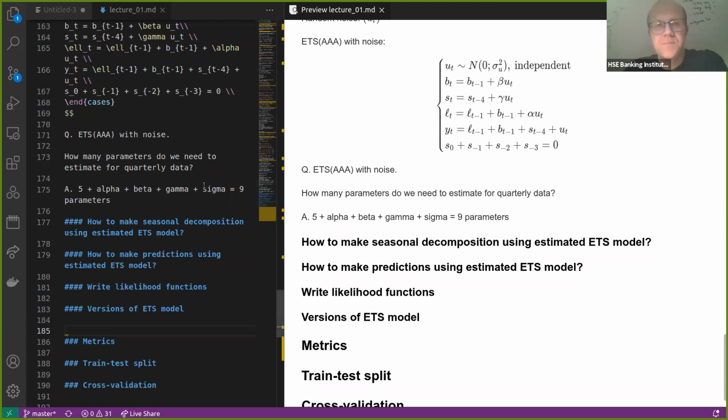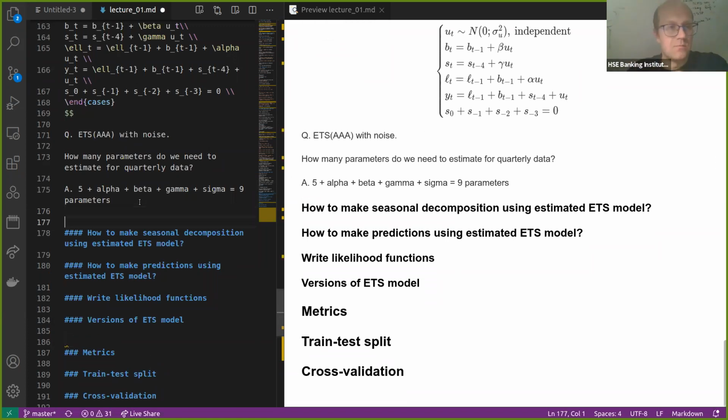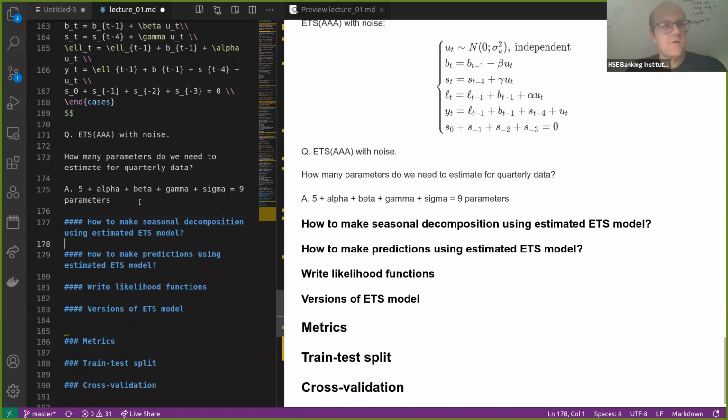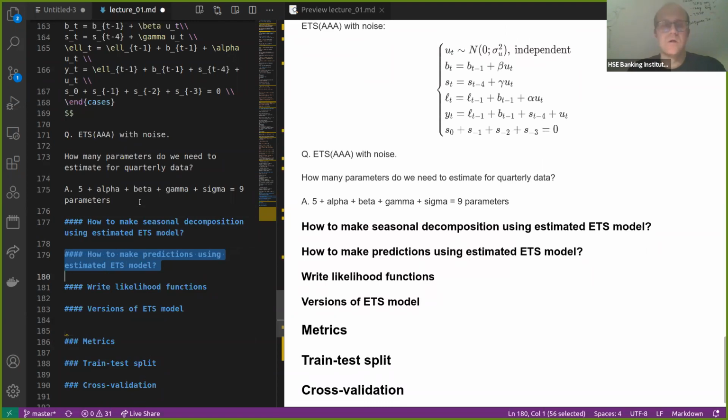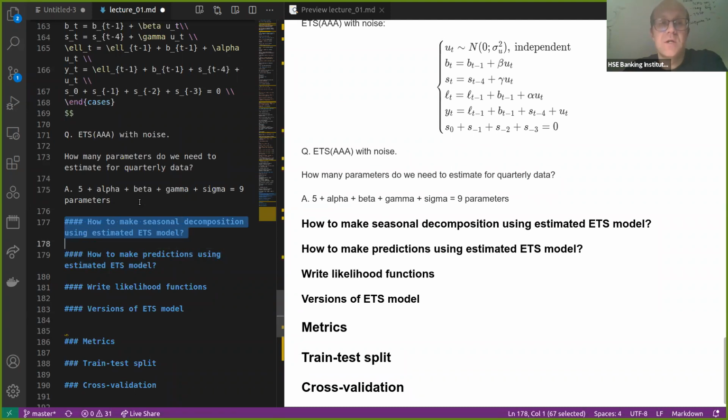Let's speak about typical goals. What we do with ETS model. Normally, what do we do with ETS model? We basically have two goals. We have forecasting goals. We'd like to predict one step ahead, two steps ahead forecasts, and so on. And we'd like to make seasonal decomposition, sometimes to interpret.